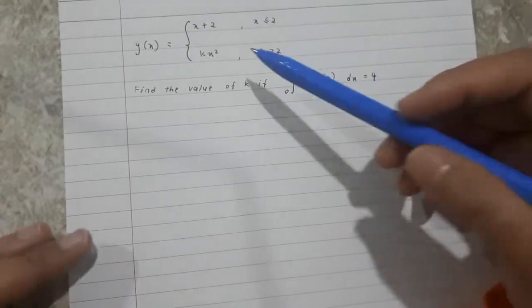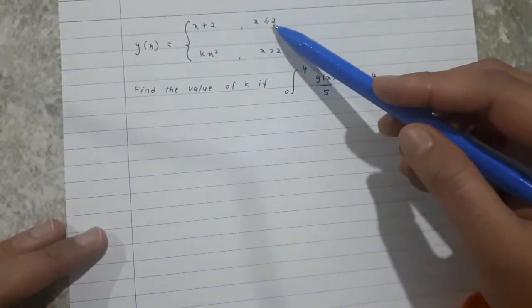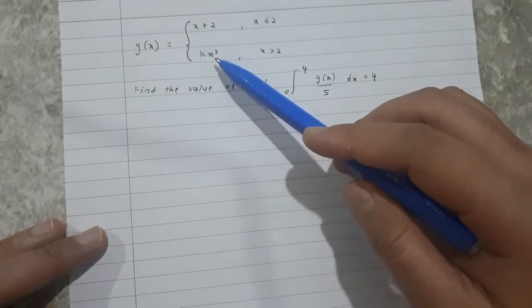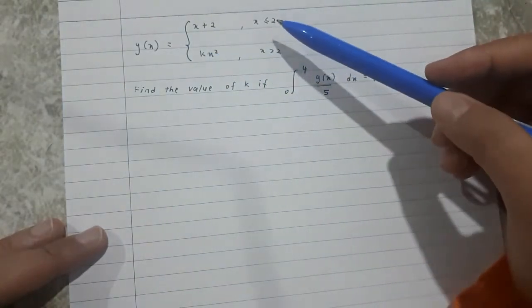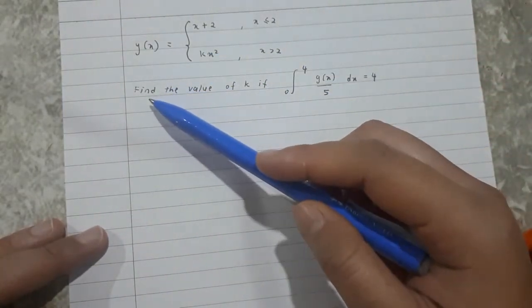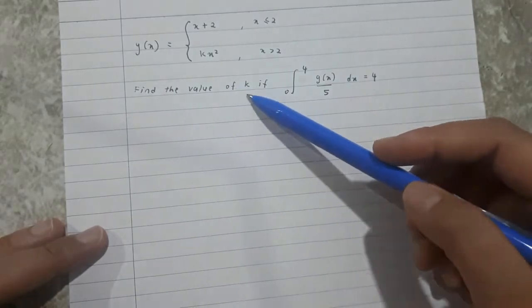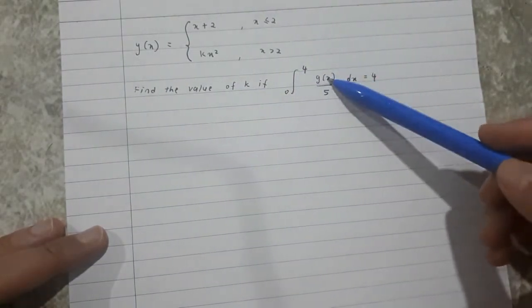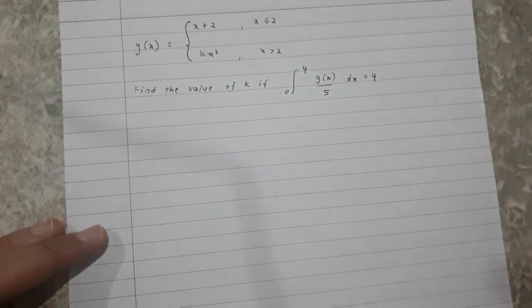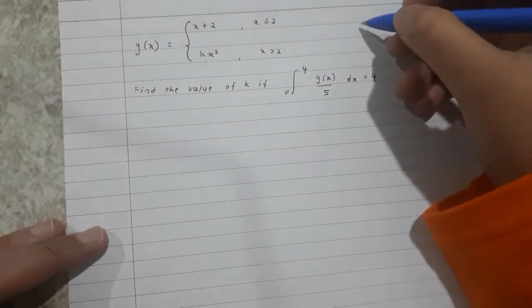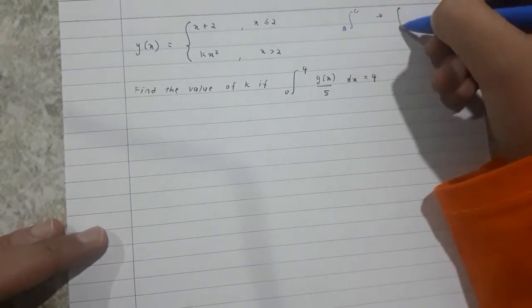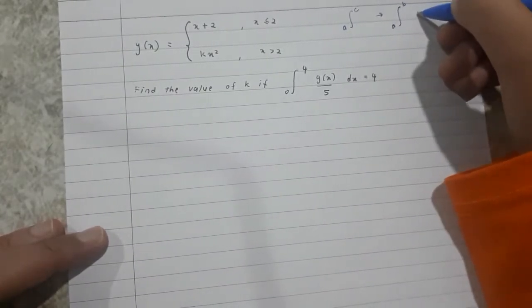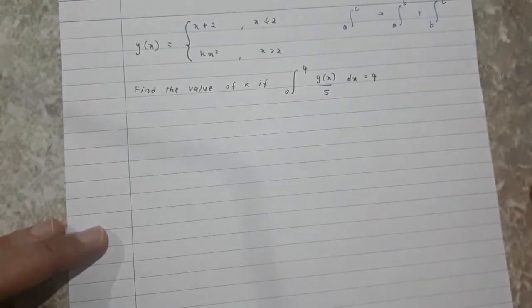We are given g(x) equals x plus 2 for x less than or equal to 2, and g(x) equals kx squared for x more than 2. This is what we call a piecewise function. Then we are asked to find the value of k if the integration from 0 to 4 of g(x) over 5 dx equals 4. Here we can use the property of definite integral where integration from a to c will equal integration from a to b plus b to c.